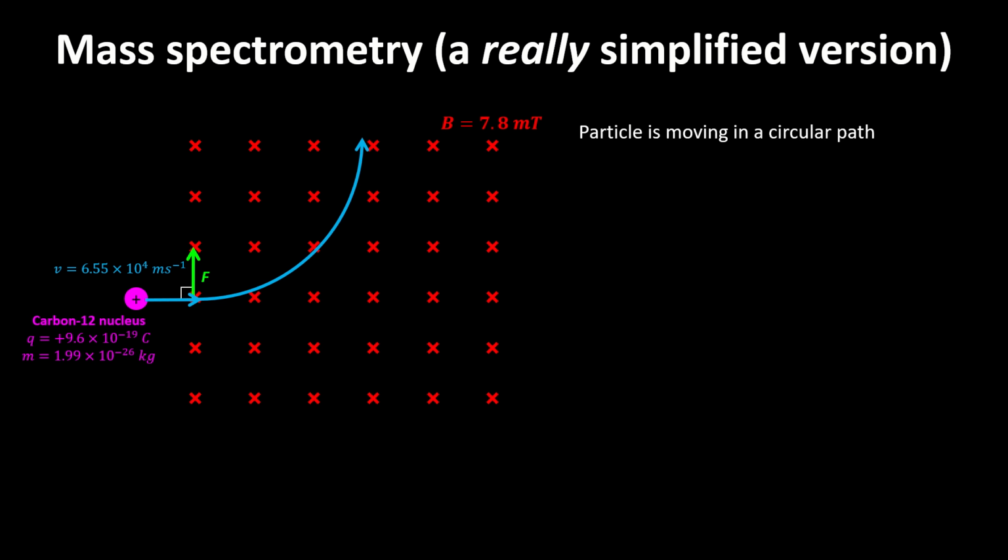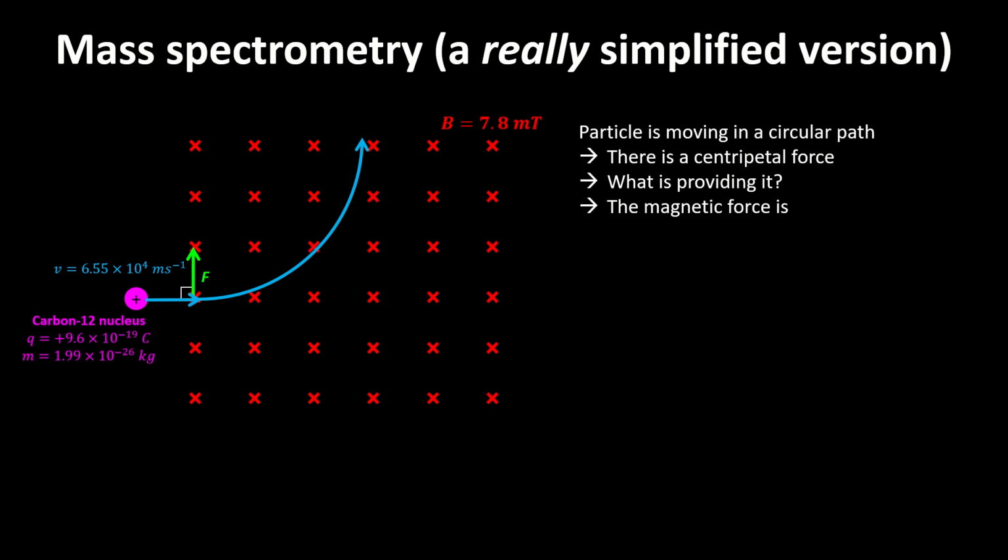Now, it's moving in a circular path, meaning there's a centripetal force, and what's providing the centripetal force is the magnetic force. So we can actually calculate the size of that magnetic force: B times Q times V. We've got all those numbers. B is 7.8 times 10 to the negative 3 because it's millitesla, so milli is times 10 to the negative 3. The charge is 9.6 times 10 to the minus 19 coulombs, and the speed is 6.55 times 10 to the 4. That gives us a force of 4.90 times 10 to the minus 16 newtons. Now, that's a small force, but it's a very small particle.